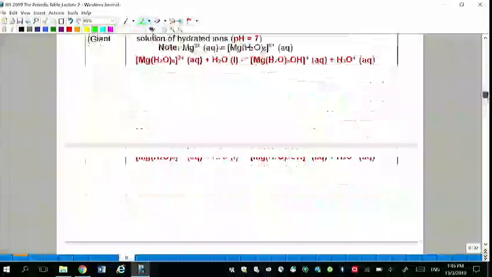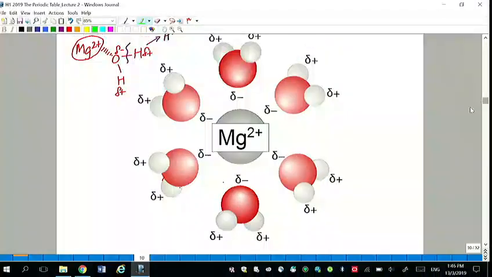If I show you the diagram, it simply looks like that. For example, if I have a magnesium ion, this magnesium ion will be surrounded by 6 water molecules. It will form an interaction between the positively charged magnesium cation and the partial negative charge on the oxygen of the water molecule. This is what I call hydration.